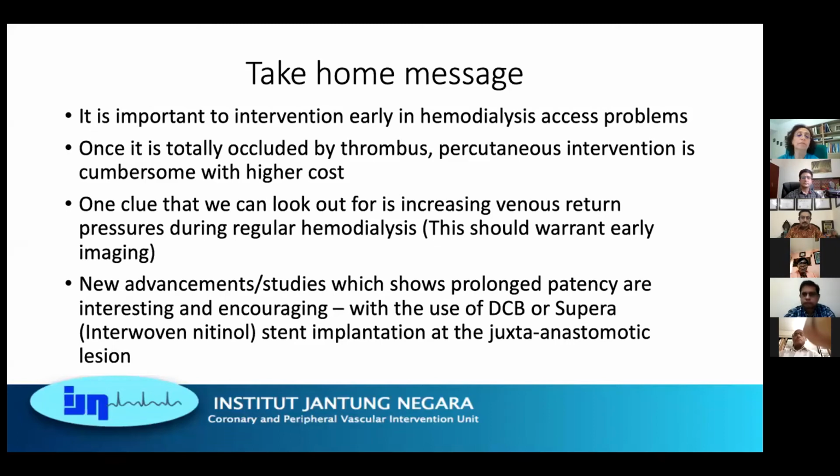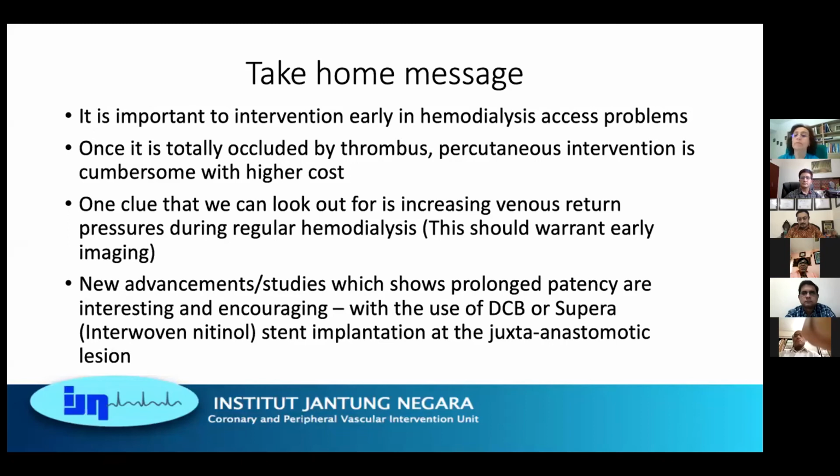So I tell my nephrology friends that one clue that we can look out for is when the venous return pressures are very high during regular dialysis. I think this should warrant early imaging, ultrasound or CT, if you may.